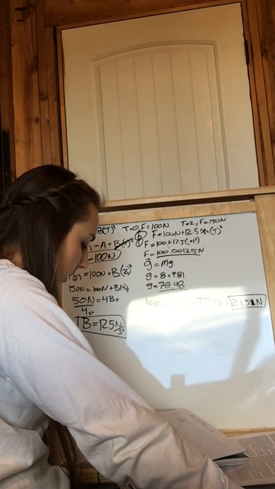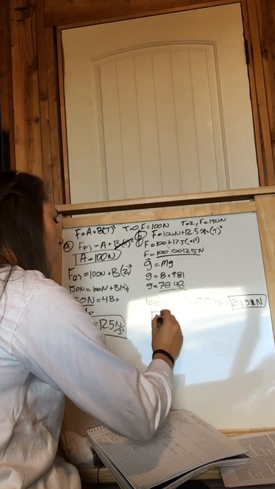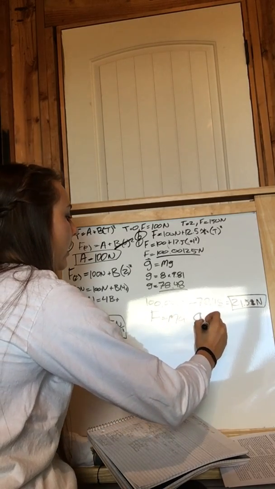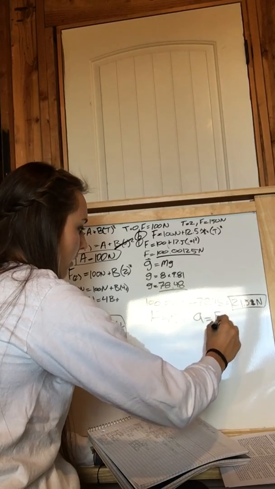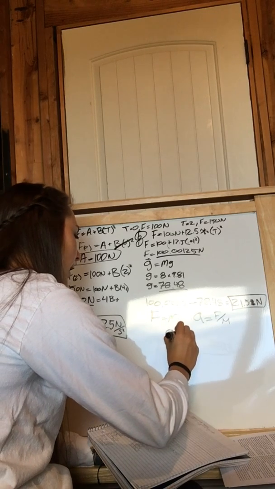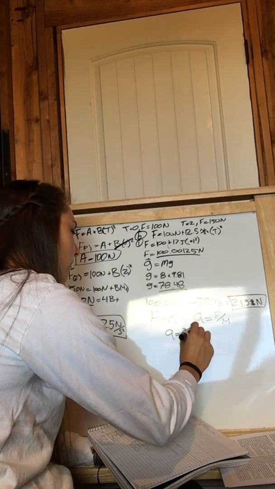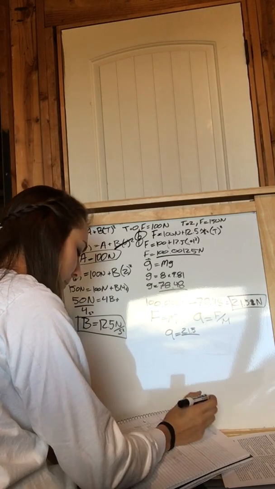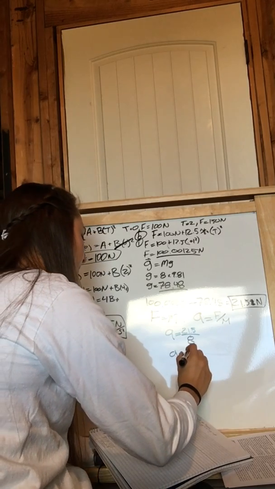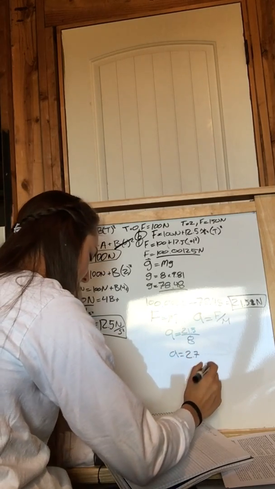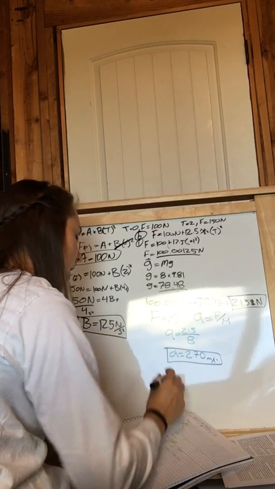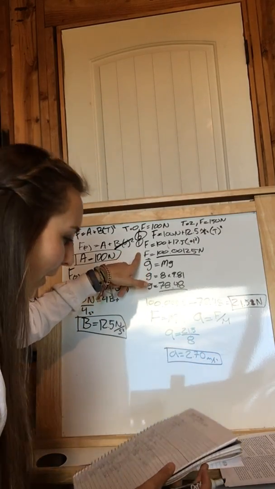And then it also wants the acceleration. If force equals mass times acceleration, according to Newton's second law, then acceleration equals force divided by mass. So we'll just plug that in. A is going to equal 21.5 divided by the mass, which was 8. So our acceleration will equal 2.70 meters per second squared. So that's part B, part I.